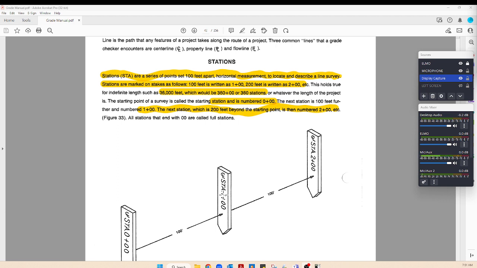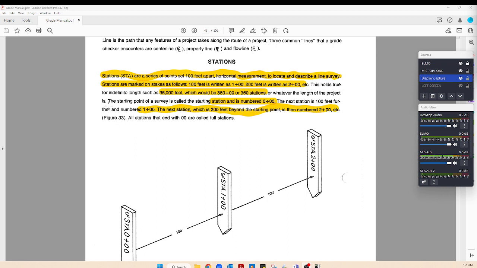That's 100, and that's 0. Anything after the plus is in addition to. This may be 1 plus 55. That would be 155 feet instead of just 100. So going back up here, stations are marked on stakes as follows. 100 feet is written as 1 plus 00. 200 feet is written 2 plus 00, and so on.